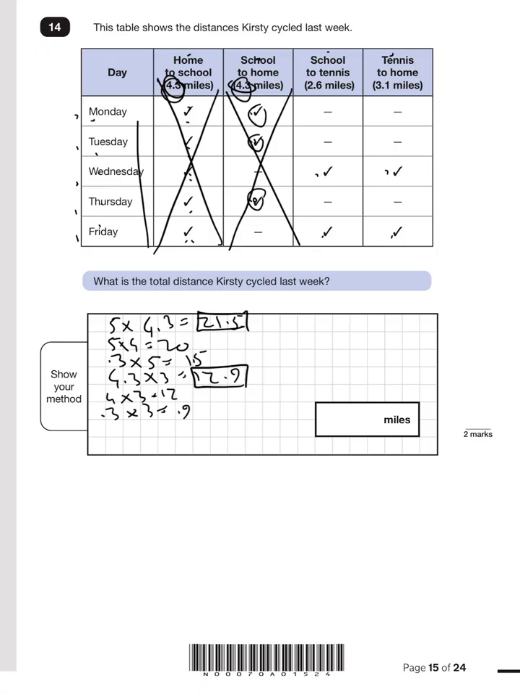School to tennis and tennis to home. This time I'm looking. They are different, so I cannot add them. So I'm gonna keep doing separate columns.